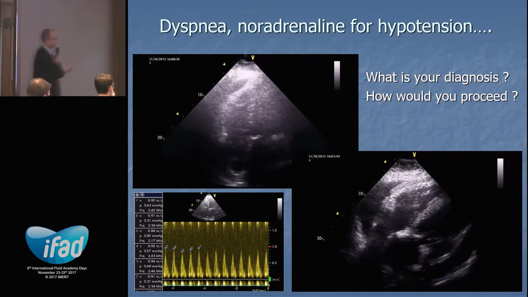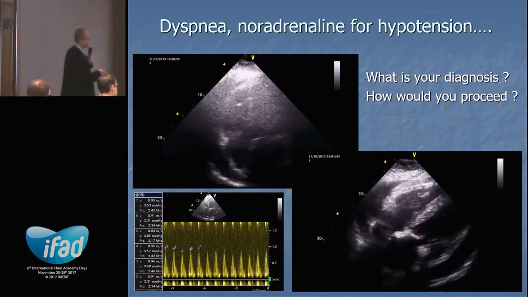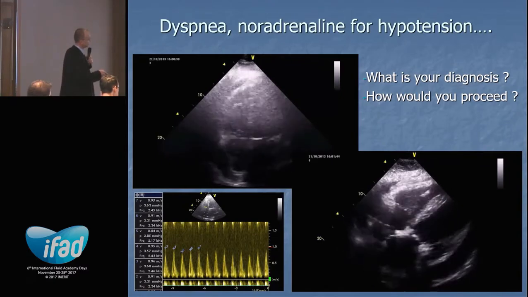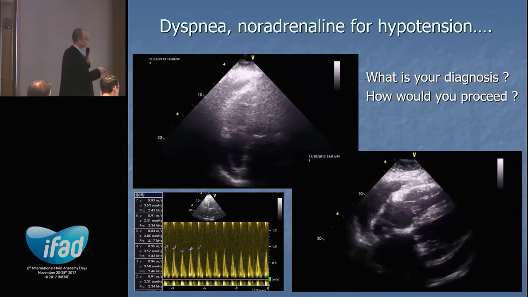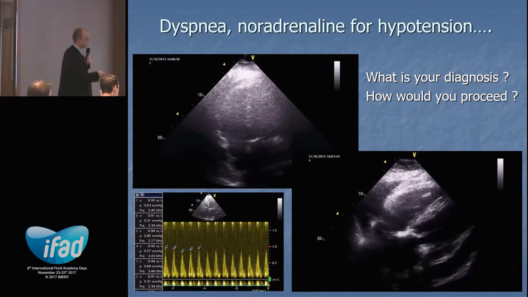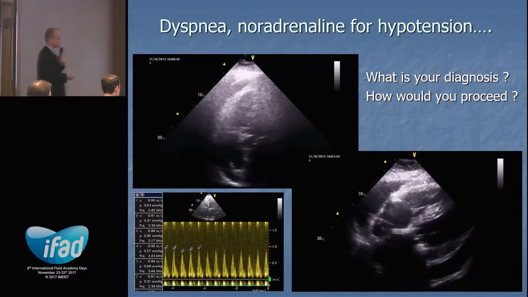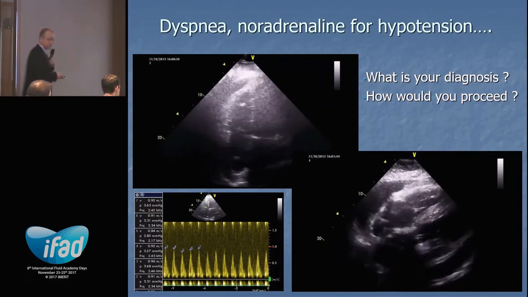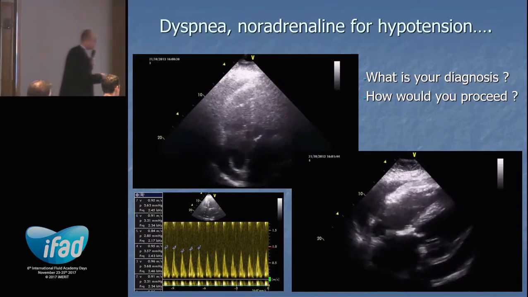So you have a dyspneic patient on noradrenaline for hypotension, and you see he has a large pericardial effusion. But if you look at the mechanics of the right atrium and the right ventricle, and you see it here, the question is, what's your diagnosis? What would you do? What we did was just keep watching him.